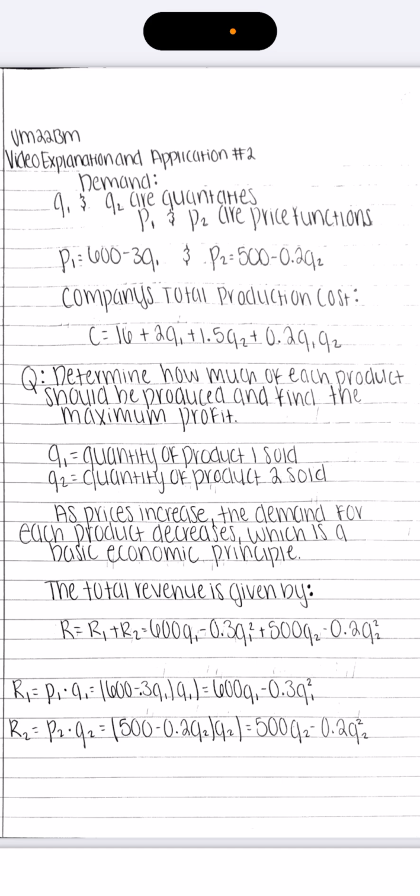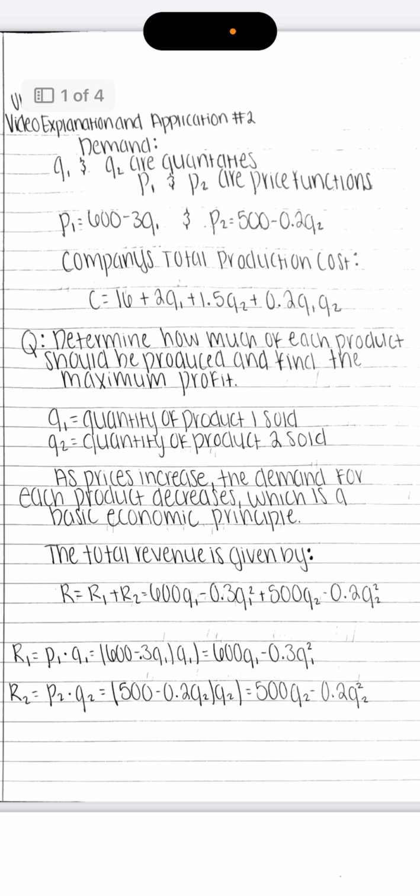The company's total production cost is given by C. C is equal to 16 plus 2 Q1 plus 1.5 Q2 plus 0.2 Q1 Q2. The question is, determine how much of each product should be produced and find the maximum profit. Q1 is equivalent to the quantity of product 1 sold. Q2 is equivalent to the quantity of product 2 sold. As prices increase, the demand for each product decreases, which is a basic economic principle. This isn't really important to solving the problem, but it's just a good thing to note.